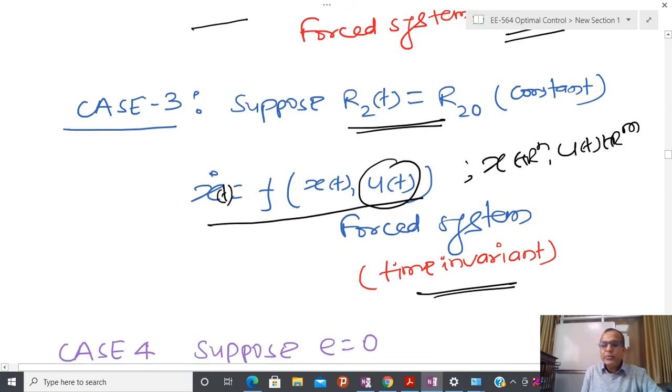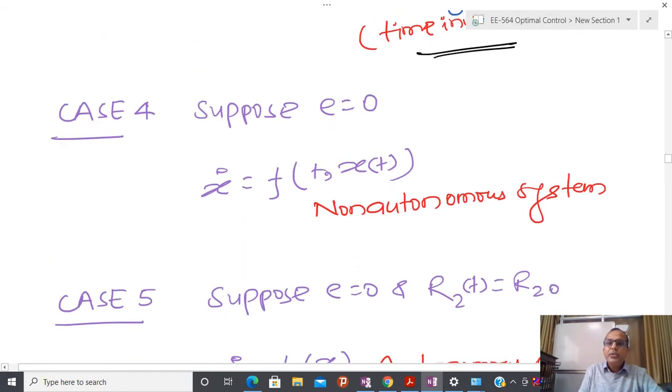Now let us try to see the other case. You can just remove the voltage source. If you remove the voltage source, then my circuit still has some kind of time varying resistance, and so now I have a system but there is no forcing function, meaning no voltage, and for that reason this kind of circuit comes into the picture. This class of system is called a non-autonomous system.